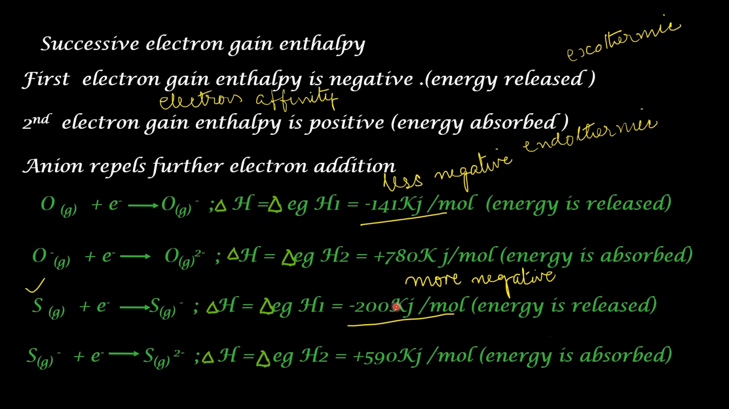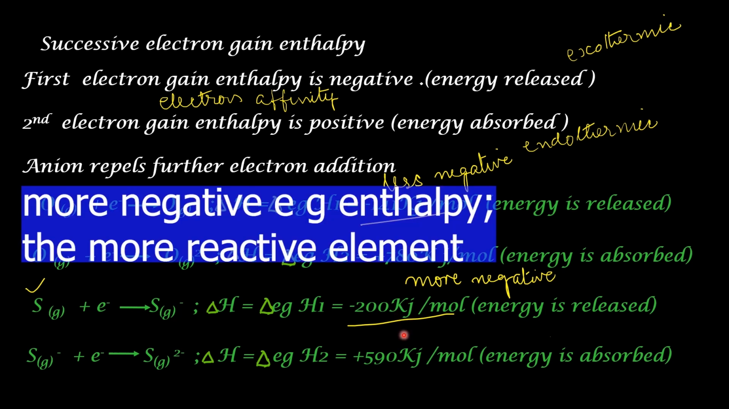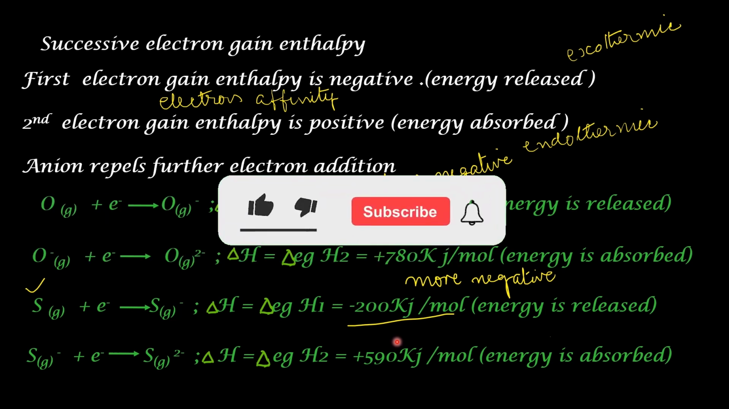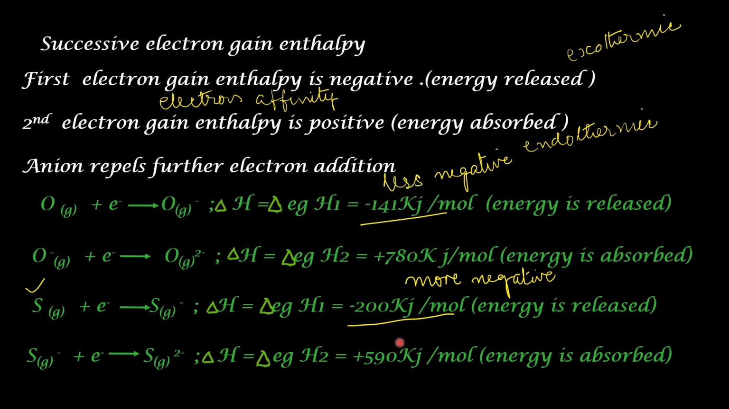So, sulfur is more reactive than oxygen. So, the more negative the value of electron gain enthalpy, the greater the reactivity. Electron affinity means affinity for electron. That is readiness to accept electron. Now you have the answers for all the questions asked in the introductory part of this video.